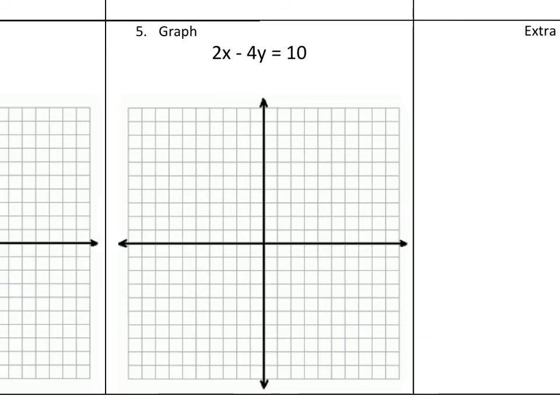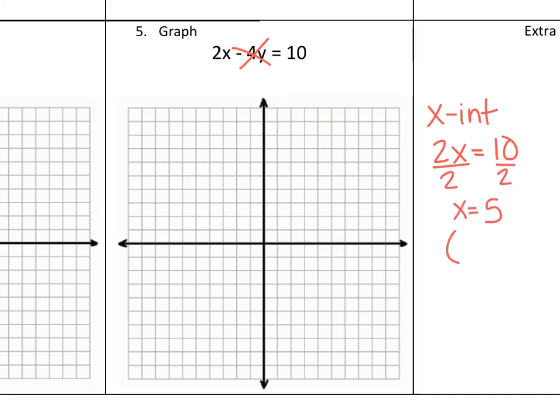Here's an equation that's in standard form, so I'm going to go with finding my x-intercepts, which means I cover up y. If I cover up y, I would get 2x equals 10. Divide by 2, and I get x is 5. As an ordered pair, that would be 5, 0, because this is in the x spot. Put my point.